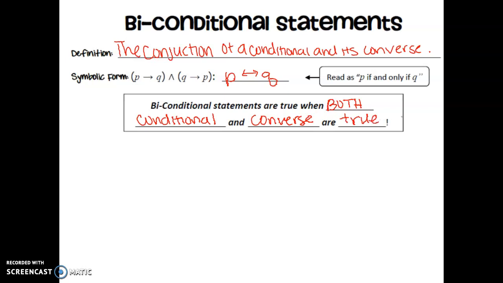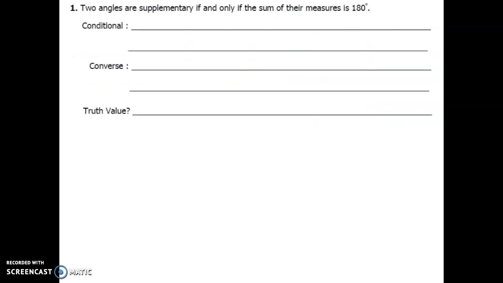So let's actually take a look at how we would do some of these. We're going to go to number 1, and the directions were: given the biconditional statement, write both the conditional and converse. Determine the truth value of the biconditional, explain why or why not. My sentence says, two angles are supplementary if and only if the sum of their measures is 180. You don't know this yet. We're going to learn this later on in the year, but that's actually true.